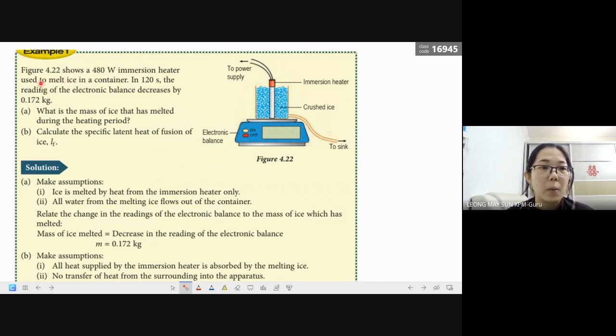If you remember what I said just now, when we want to change the phase, the state of matter, from solid to liquid, liquid to gas, or anything, or when we want to increase the temperature, we must provide the heat energy. So in this case, we use electrical energy, and we convert it to heat energy.